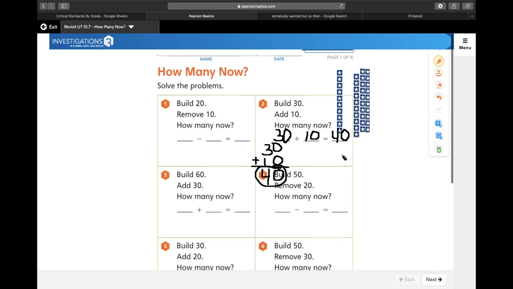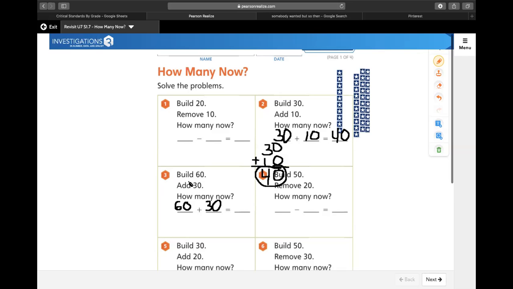All right, let's try another one. Look at number 3. Build 60, add 30. How many are there now? So I'm starting with 60. I'm adding 30. How many are there now?